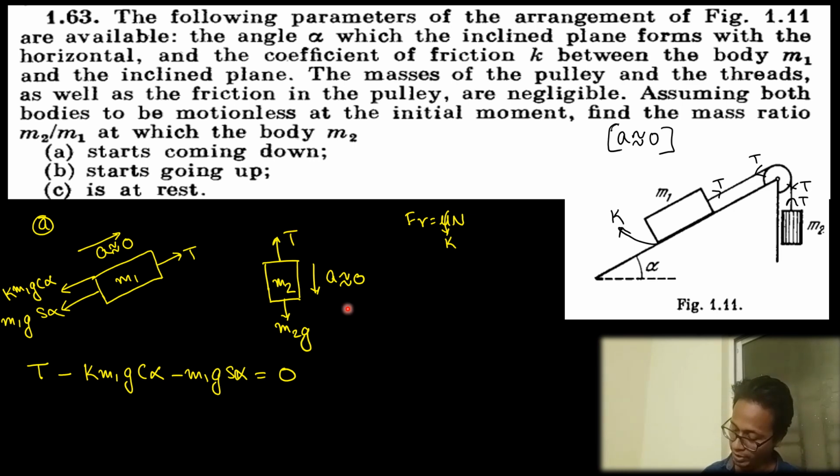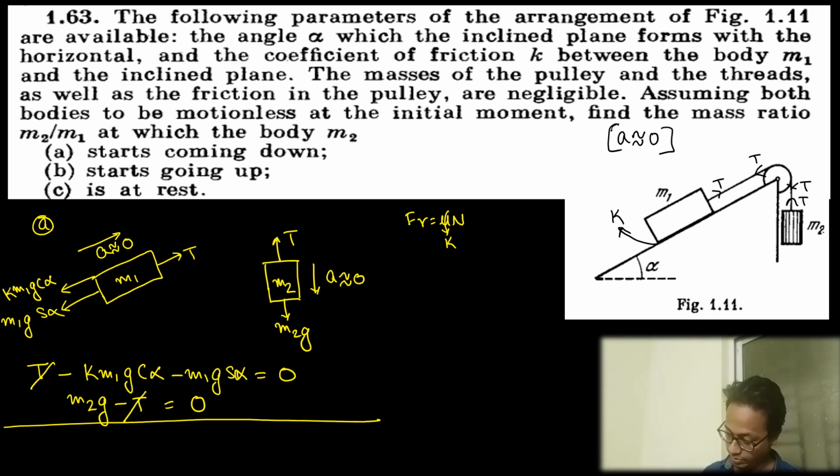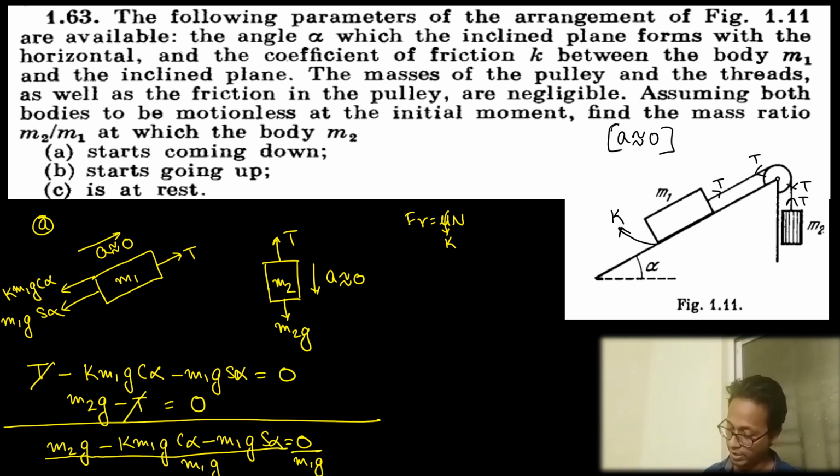From the second free body diagram, I'll get m2g minus T is equal to 0. If I solve these, T would get cancelled. So m2g minus k m1g cos alpha minus m1g sin alpha is equal to 0. Now I'm dividing this entire equation, the left hand term by m1g and the right hand term by m1g. Why? Because I need to find the ratio of m2 by m1.